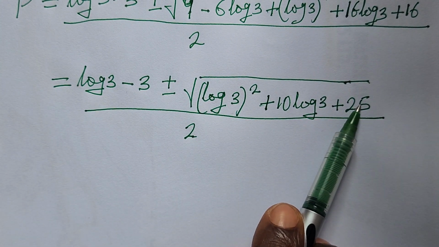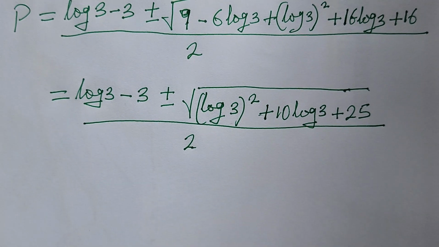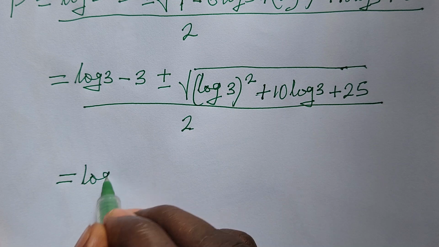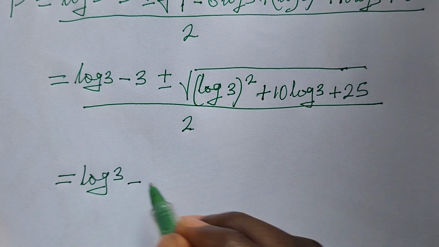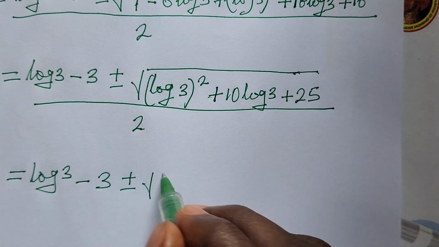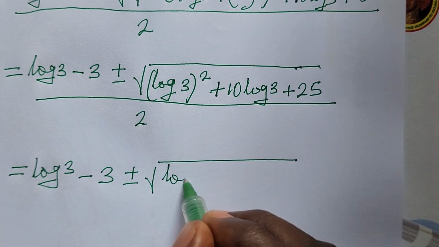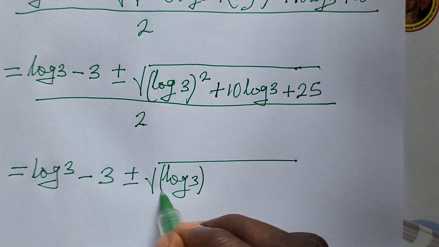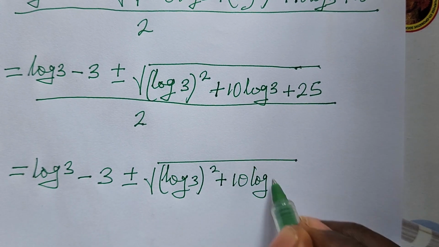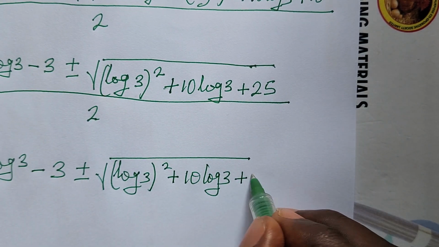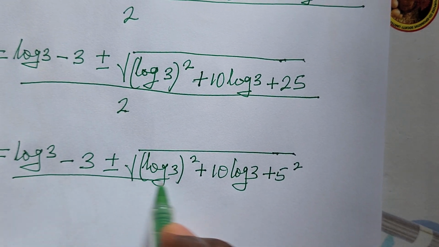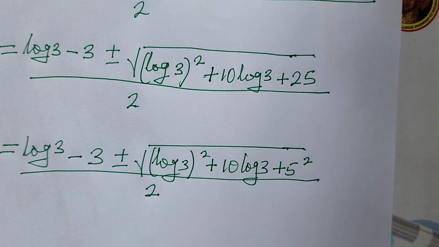Easy. So what we do next is easy. We can rewrite 25 as 5 to the power of 2. There's a reason for doing that. It will soon be clear to us. So we have here log 3 minus 3, plus or minus the square root of log 3 all to the power of 2, then plus 10 log 3, then plus 5 to the power of 2. Then everything all over 2.